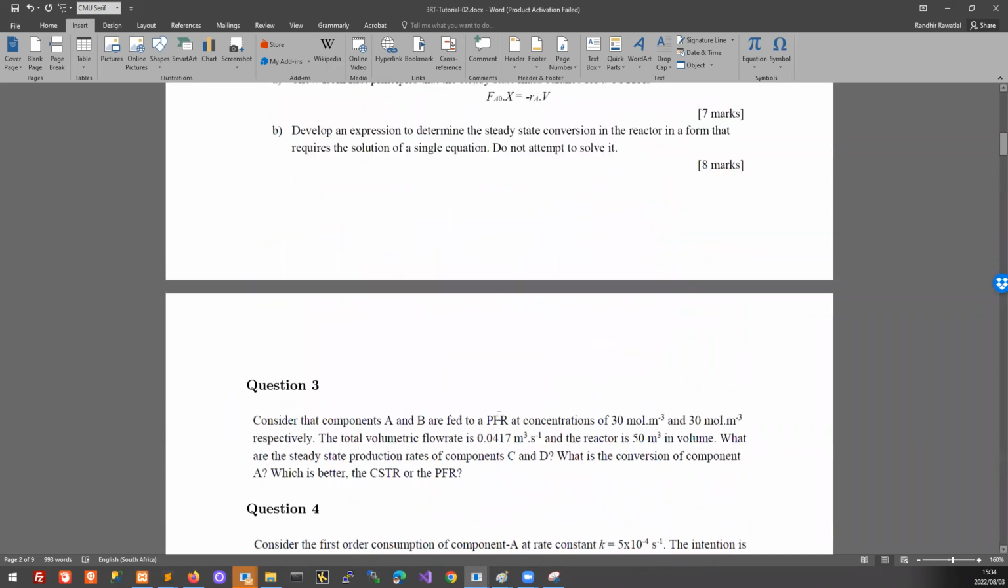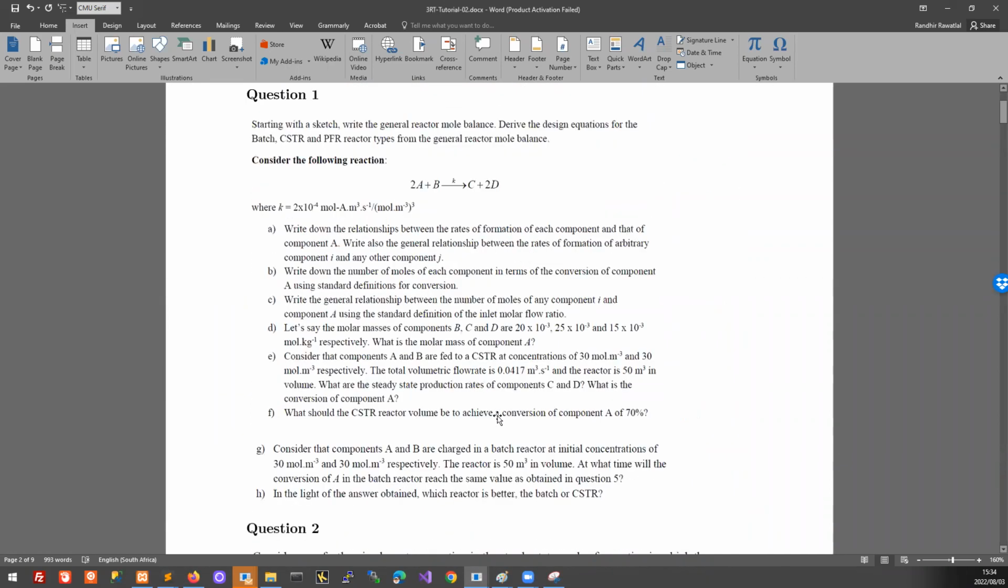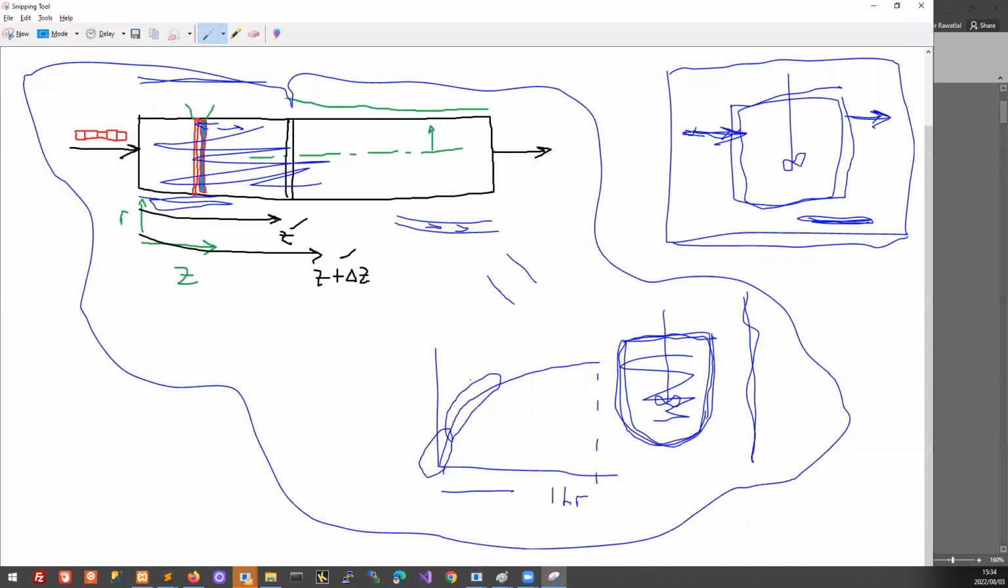Any questions or comments so far? Any takers on me saying that these 2 reactors are equal? The PFR and the batch reactor, why are they the same? Looks like you need to sleep on that one.